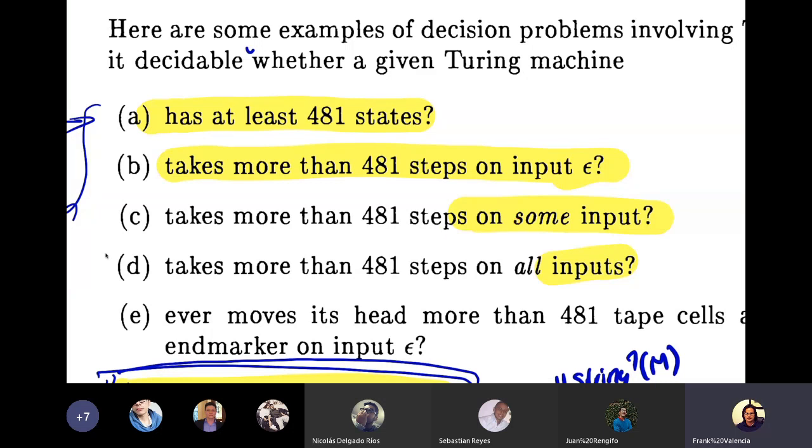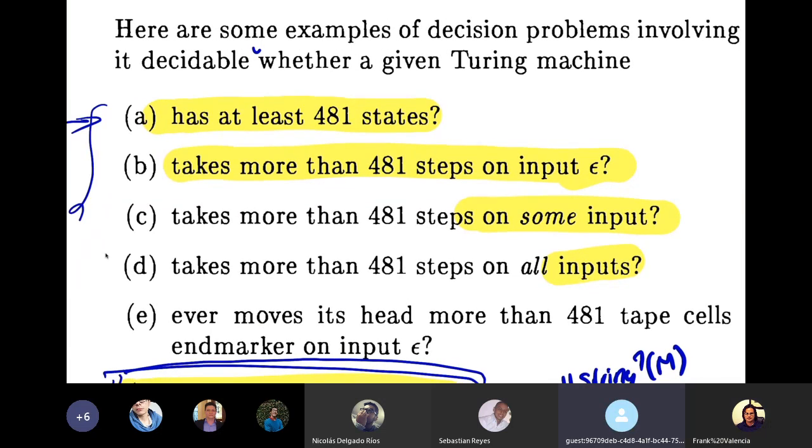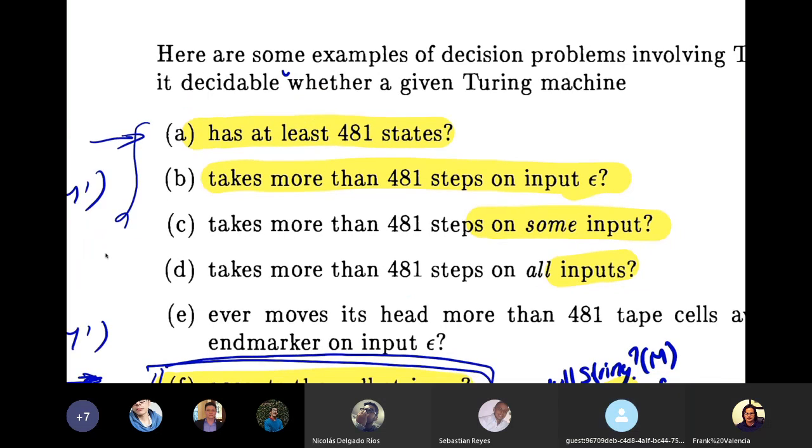Maybe we could run one step for the first input, which can be epsilon. Then we can run 2 steps for the first input and the second input, that could be epsilon and 0, and so on. Yes, that's the overall idea.